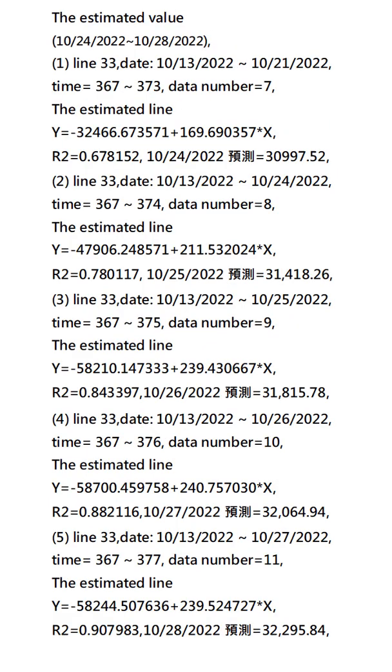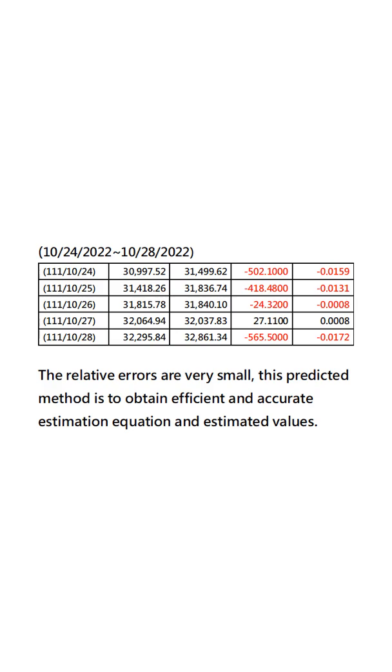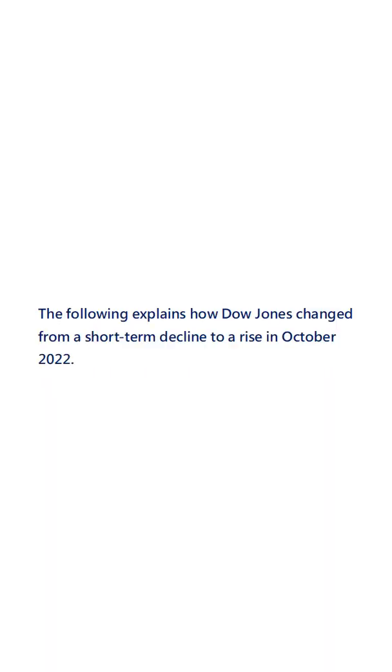The October 24th, 2022 to October 28th, 2022 new predicted values. The relative errors are very small. This predicted method is to obtain efficient and accurate estimation equation and estimated values. The following explains how Dow Jones changed from a short-term decline to a rise in October 2022.